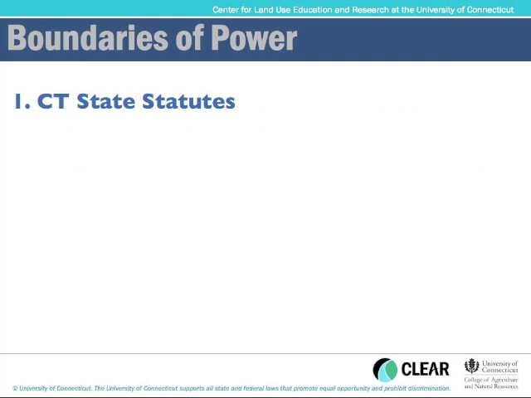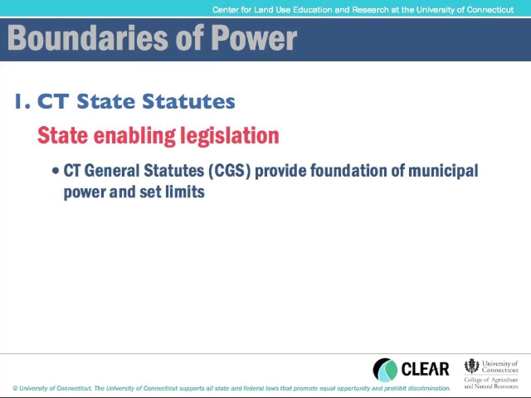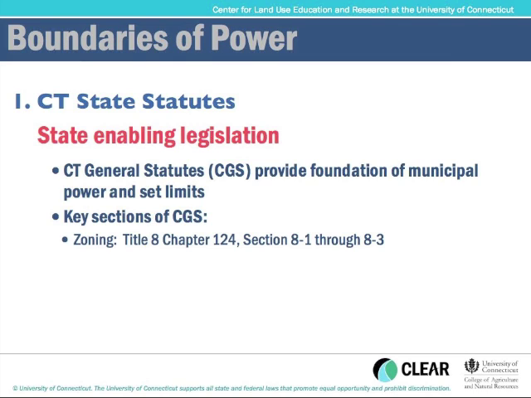So let's look at the state statute. We talked about state enabling legislation, and most of this comes from the Connecticut General Statutes, which you'll often see as CGS throughout this presentation. These provide the foundation of municipal power and set the limits of what you can and cannot do. The key section of the Connecticut General Statutes that allows zoning power is Title 8, Chapter 124, Sections 8-1 through 8-3. You don't have to memorize this, obviously, but these are actual specific areas. So local zoning is enabled through this act.